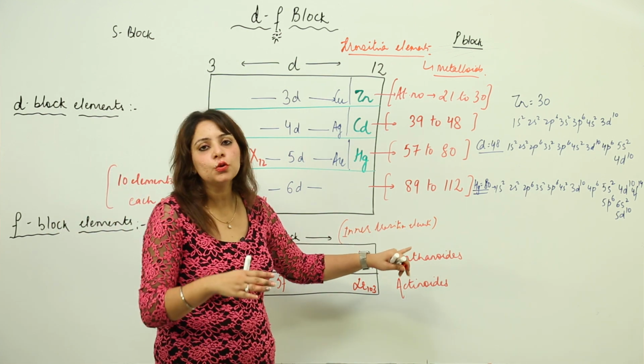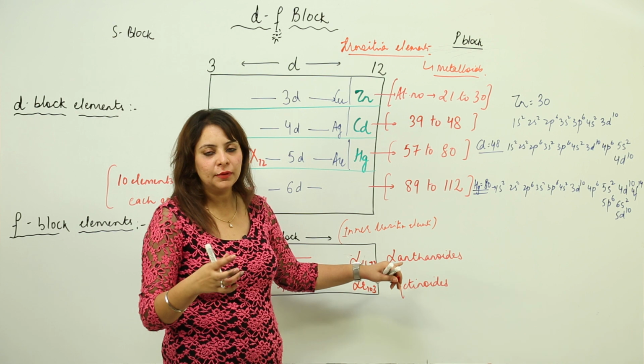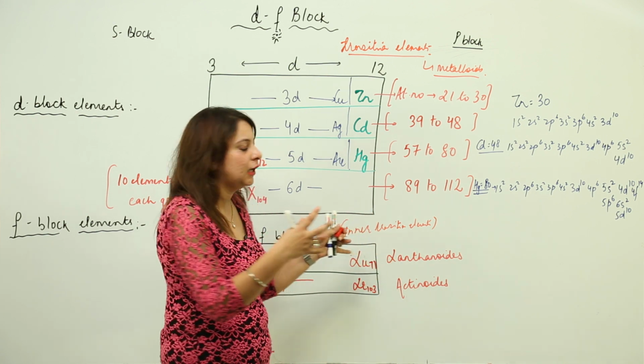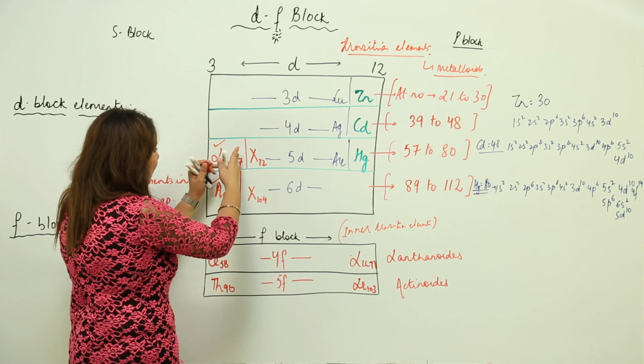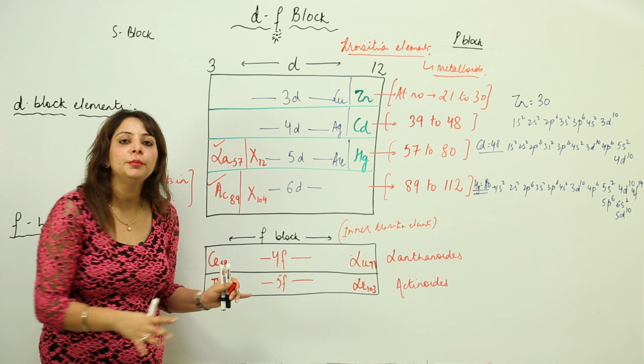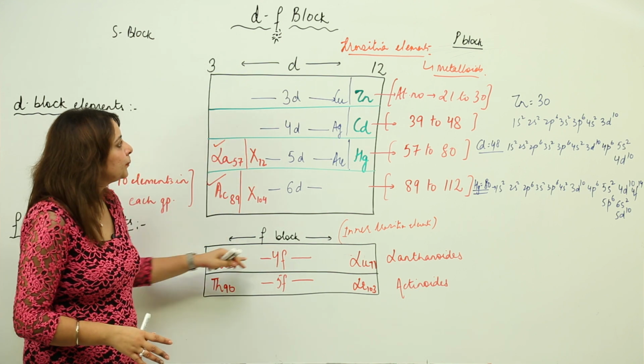That means inner to the transition elements, because they are present along with the transition elements, but they are squeezed, indicated by one place, and placed separately in different periods below the D block.